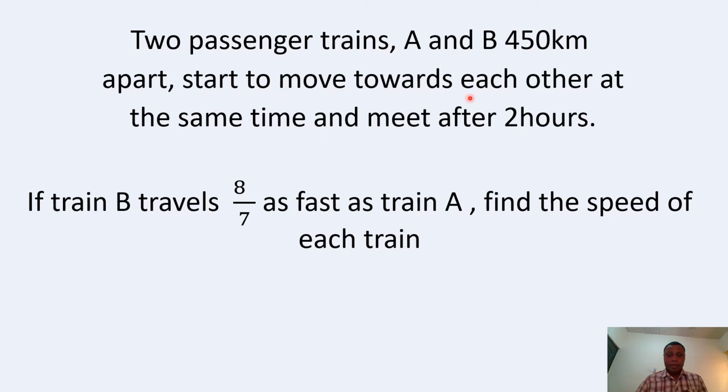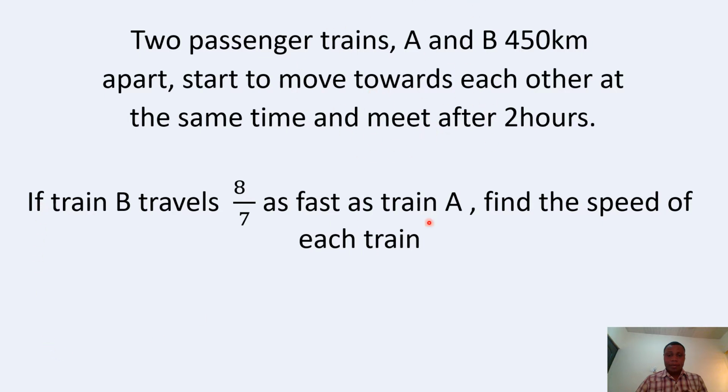Now they start to move at the same time. Each of them starts to move at the same time, and then they meet at a certain point. As they meet, each of them has traveled 2 hours. The time they used to travel is 2 hours for each of them. That is what the first part of the question is telling us.